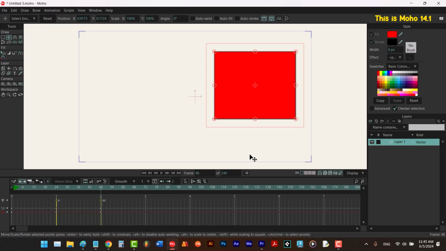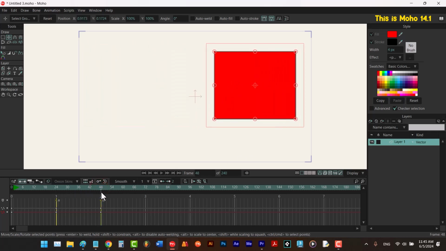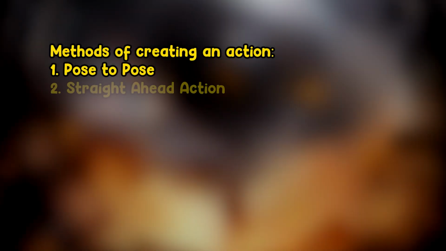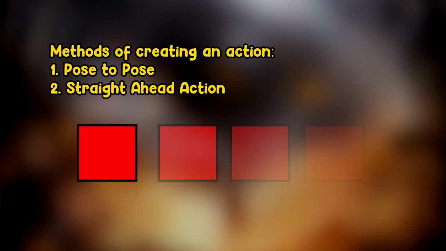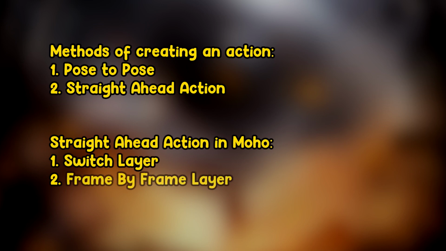But sometimes you're not happy with the way that your software creates those frames between the frame N and M for you. And that's when you prefer to use a straight ahead action method. In straight ahead action, you create your action by drawing every single frame by yourself. In Moho, for a straight ahead action method, there are two types of layers that we can use. One is switch layer and the other one is frame by frame layer. As you saw in the title, in this video we're going to focus on frame by frame layer only.